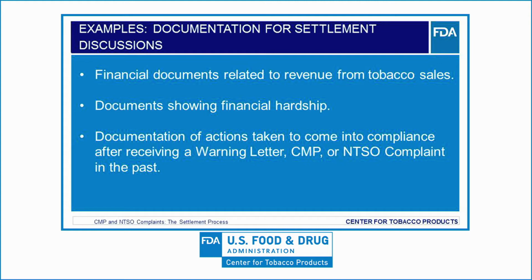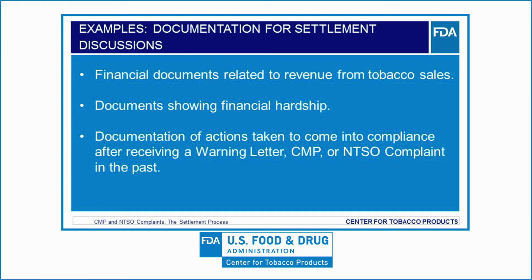settlement discussions. Examples of such documents include financial documents related to tobacco sales and revenue, showing how much of your total revenue is made up of tobacco sales. Documents related to financial hardship that you may be having. Documentation of any actions you have taken to ensure compliance after receiving a warning letter, CMP, or NTSO in the past. This list of examples is not exhaustive.